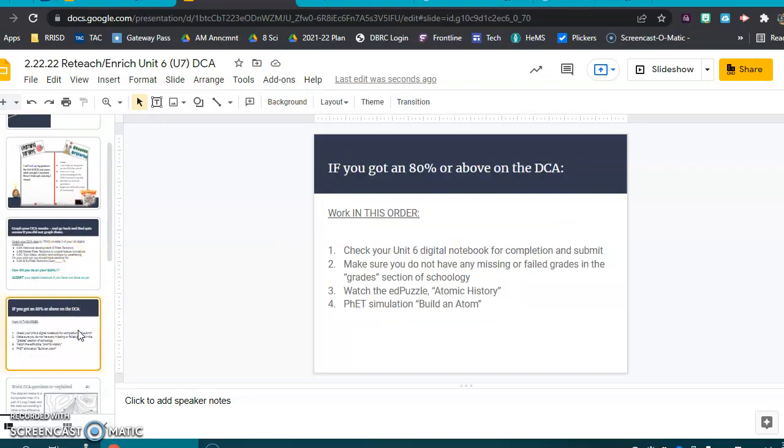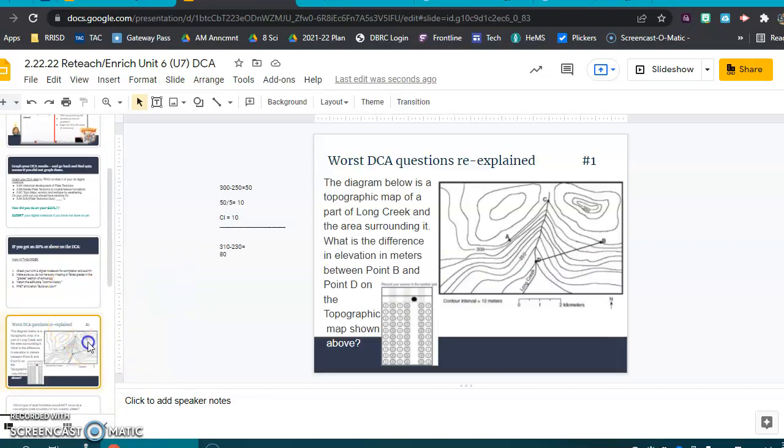Now, if you got an 80% or better on the DCA, you can check this notebook, you can submit it, you can do any missing or failed grades. You can watch the EdPuzzle Atomic History or the PhET simulation Build an Atom. But right now we're going to talk about these questions. So these are the worst questions re-explained, and this is our reteach.